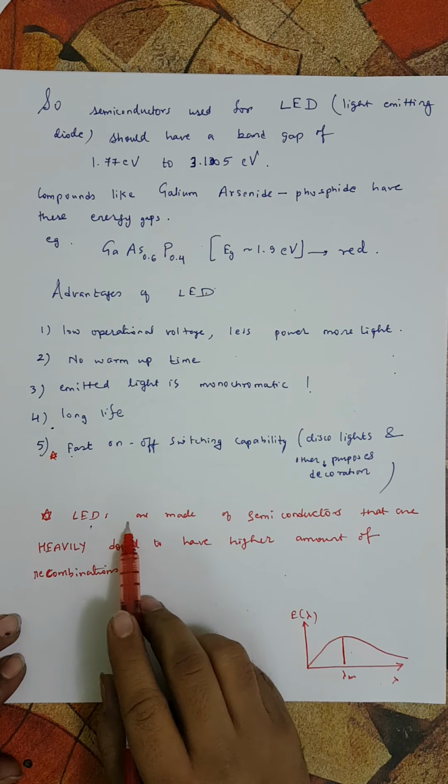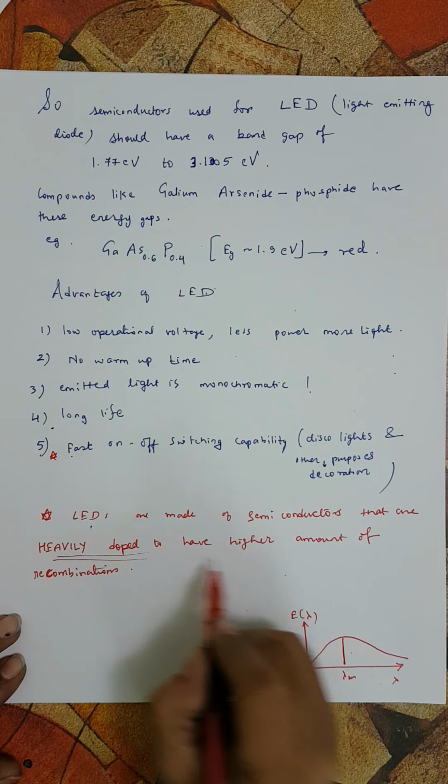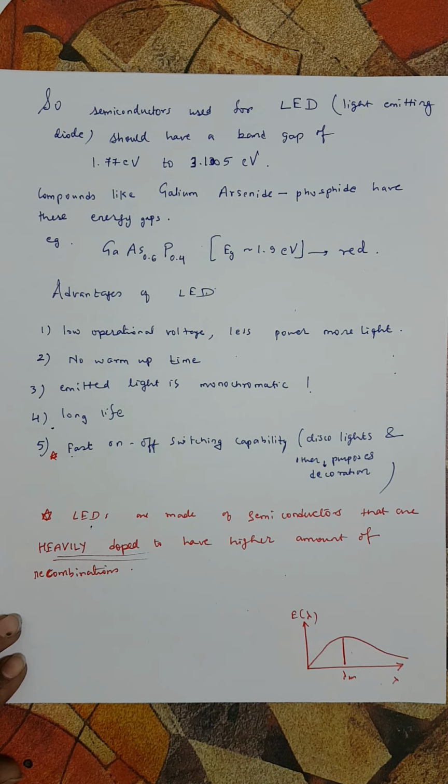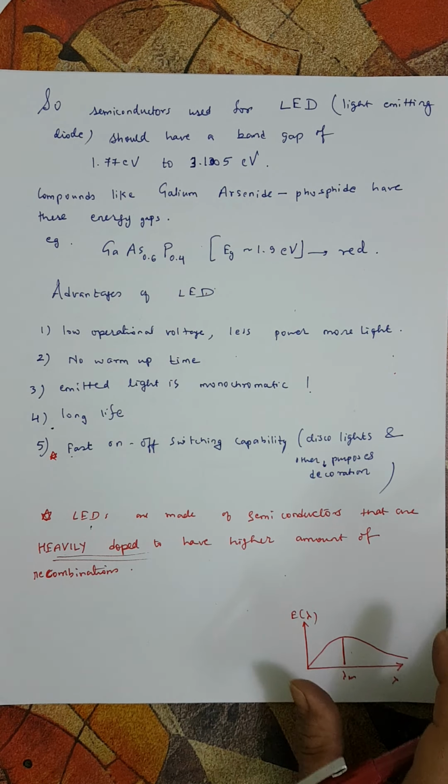Okay, so LEDs are made up of semiconductors that are heavily doped. Now why do we want this to be heavily doped? Because high doping will also mean lots and lots of holes and electrons. Lots of holes on the p side, lots of electrons on the n side, so a greater number of recombinations will happen, and a huge amount of current will flow. And so these LEDs are made up of heavily doped semiconductors. Moving on now.